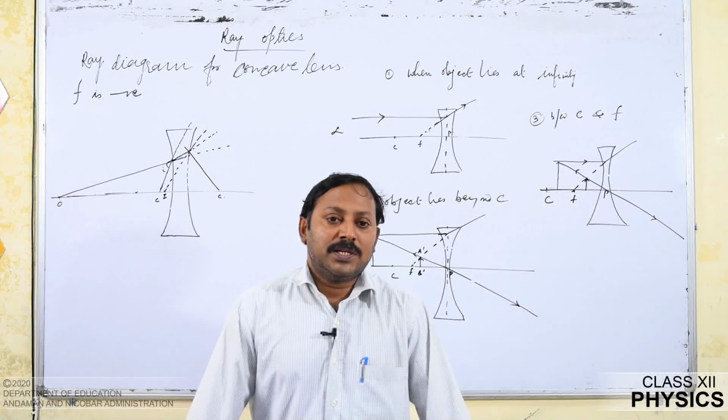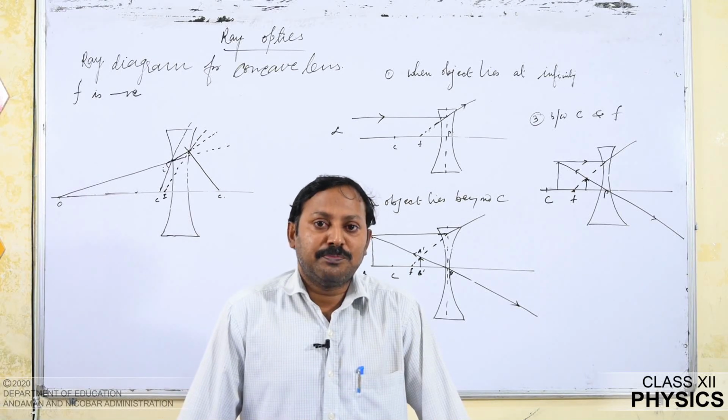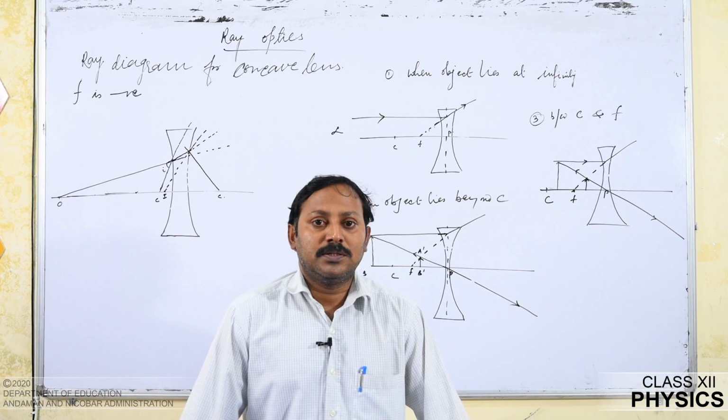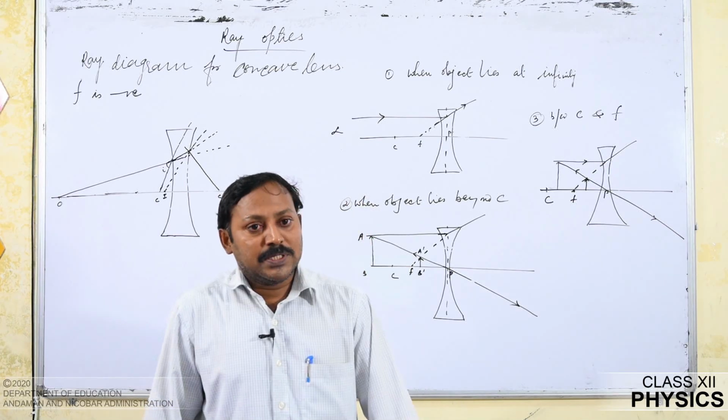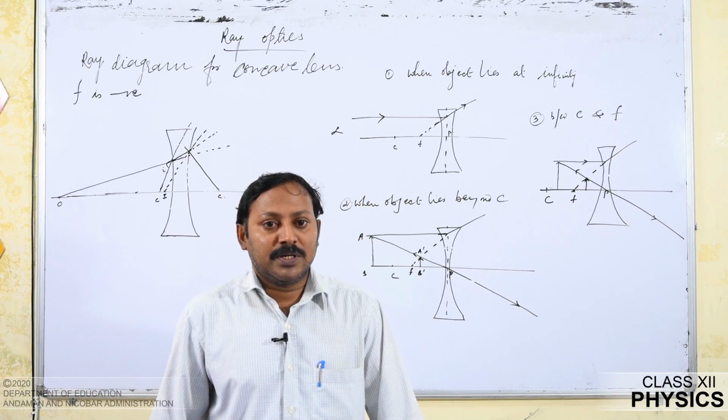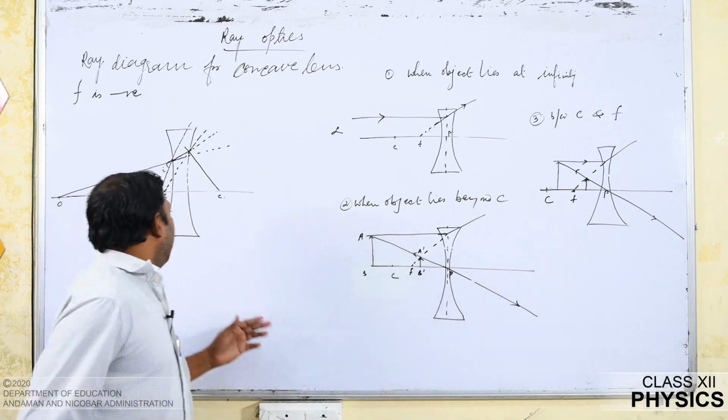Hello students, we are dealing with the chapter ray optics. In my previous class I told you regarding the ray diagram for convex lens. Now we will see the ray diagram for concave lens. Here a concave lens has been drawn.